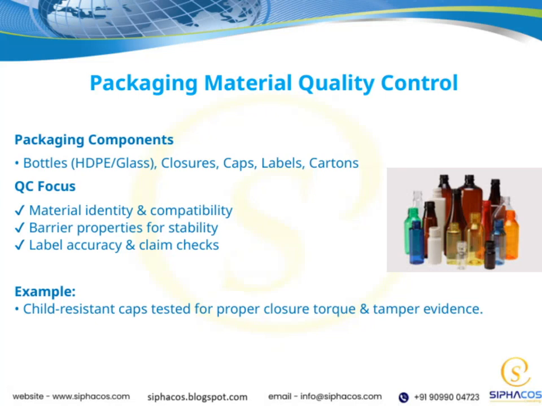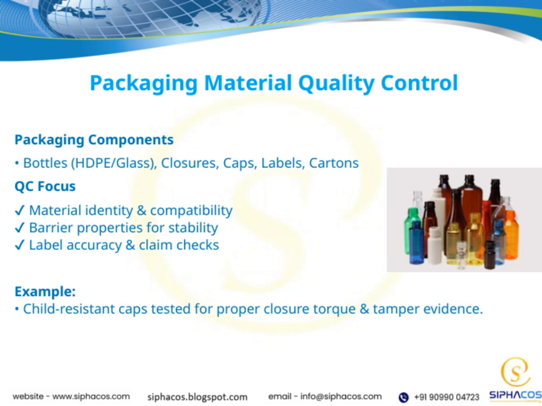Now, let's turn our attention to packaging material quality control. When we talk about packaging components, we're referring to the various elements that make up the packaging system. This includes bottles, which can be made from HDPE or glass, as well as closures, caps, labels, and cartons. Each of these components plays a crucial role in maintaining the integrity and safety of the product.